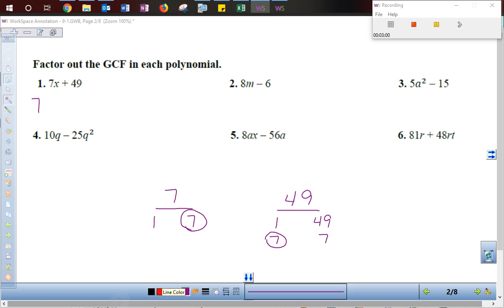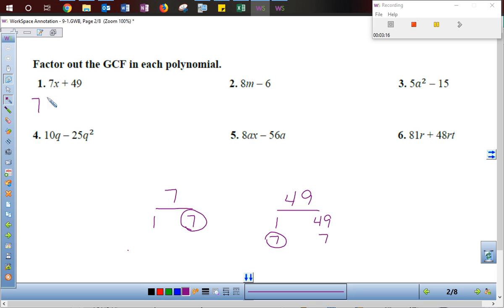Now, let's look at the variables. My first term has a variable of x, and my second term doesn't have a variable at all. That means there's no greatest common factor when it comes to variables. All I can take out here is the number. Now, I have to figure out what I'm going to have left. And to figure out what I have left, I'm going to have to put it in parentheses after it.